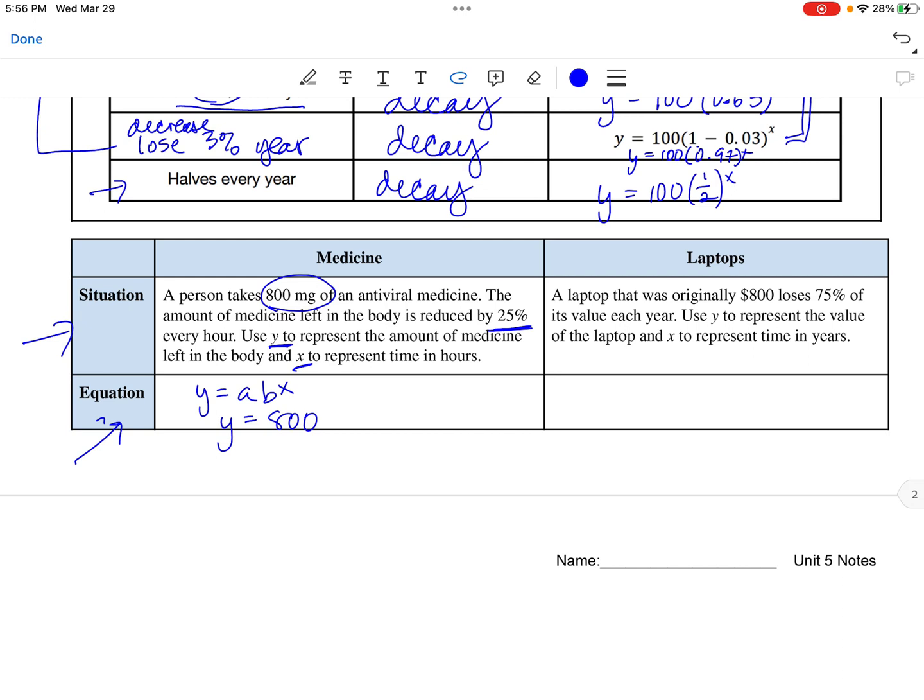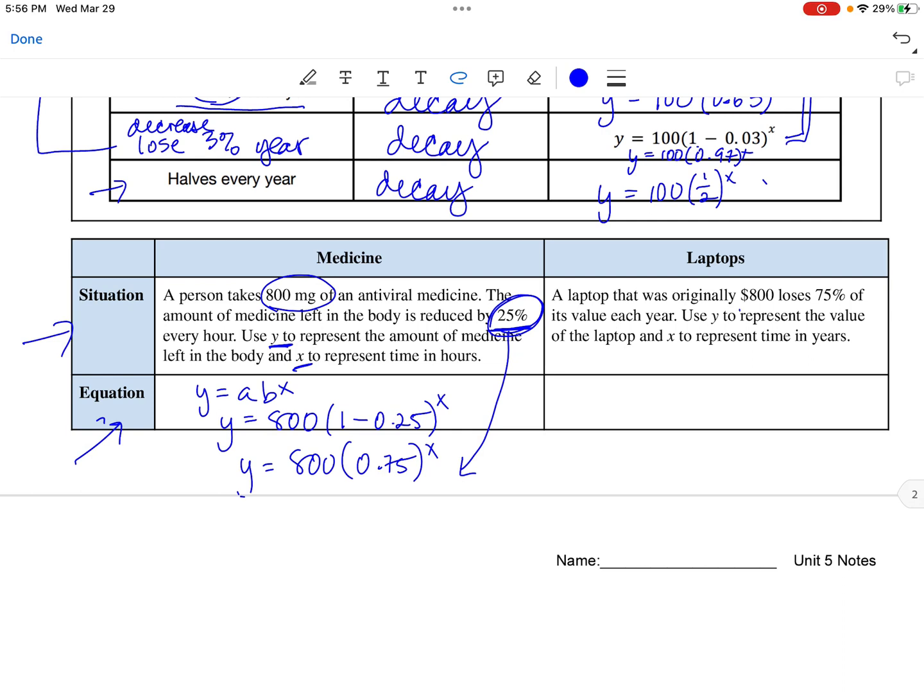Growth rate, it's reduced by 25%, so going down 25%. So we're going to say 1 minus 0.25 to the x. We could leave it like that, or we could simplify. We could say y equals 800 times 0.75 to the x. So the same thing as being reduced by 25% every hour would be to say each hour, the amount of medicine in the body is 75% of what it was the hour before. Okay.